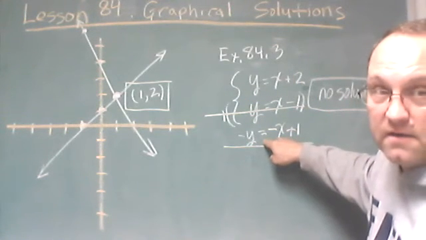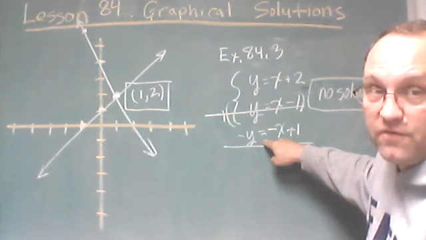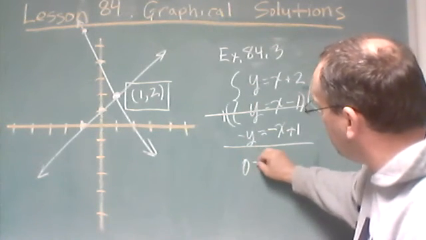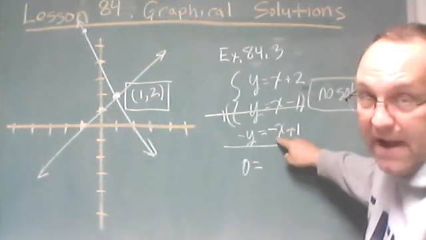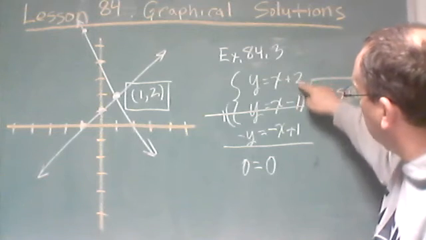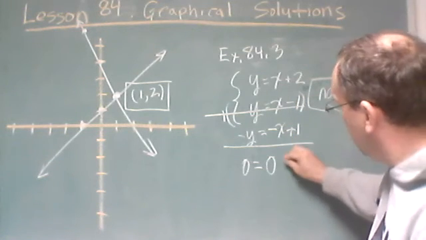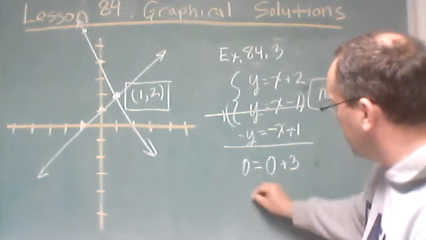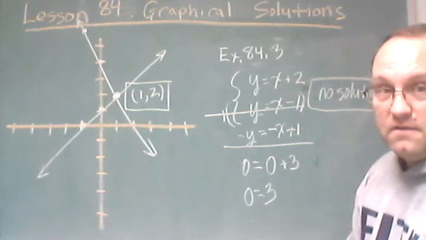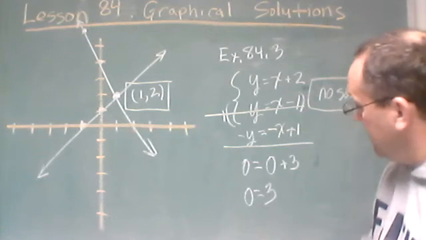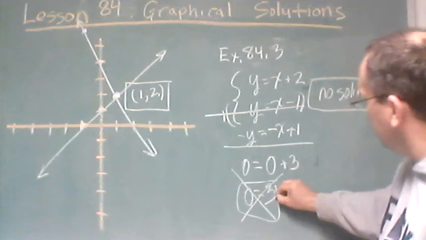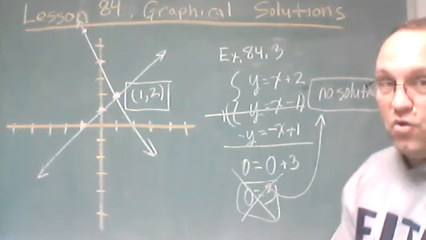Let's go ahead and do the addition of terms for elimination. I have a y minus a y is a 0, equals an x minus an x is a 0, and a 2 plus a 1 is a 3. We come down to 0 equals 3. Is that a true statement? No. 0 does not equal 3. Therefore, this set has no solution.